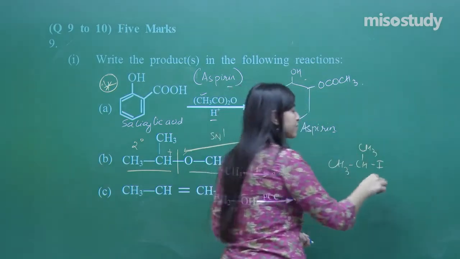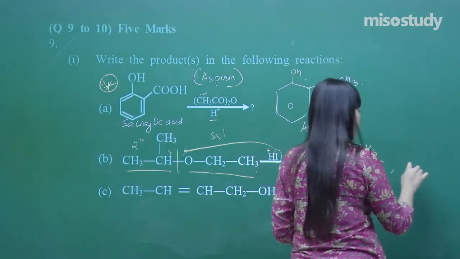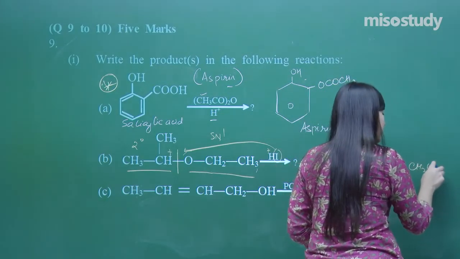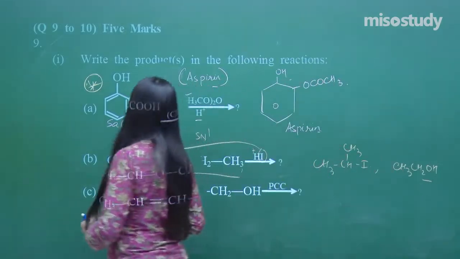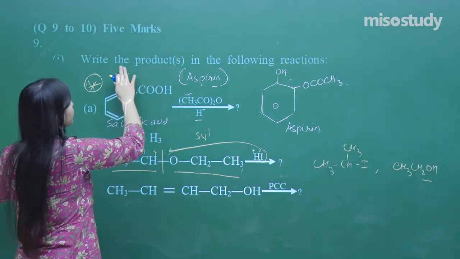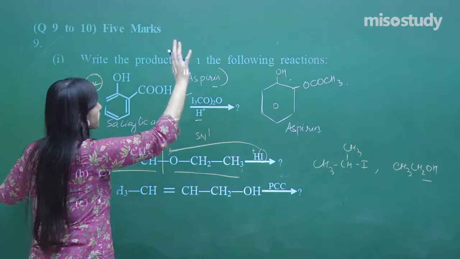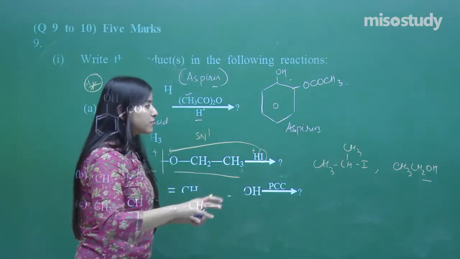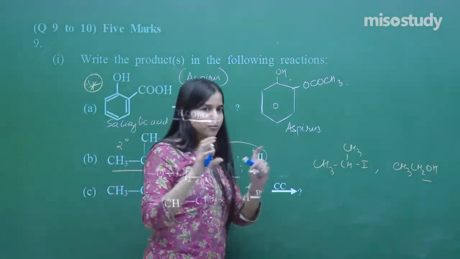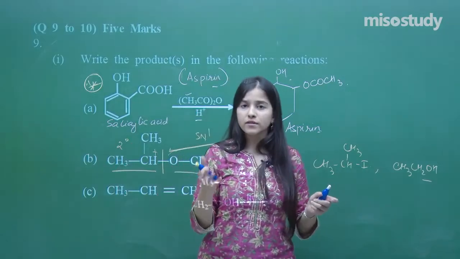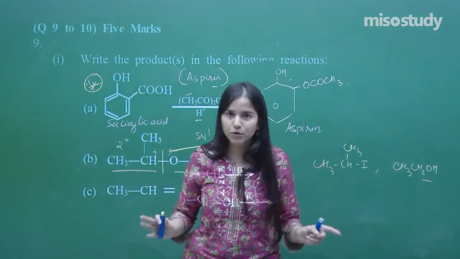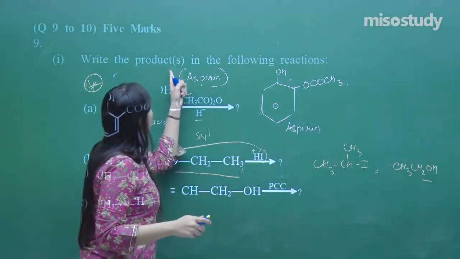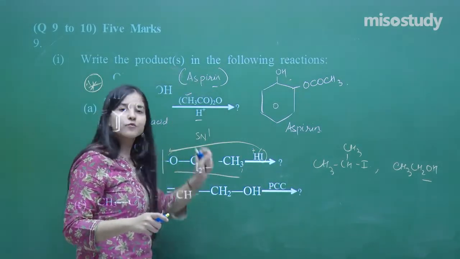Right? It's the secondary one now, in this case. And finally, CH3CH2OH. Got it? Since they are asking to write the products in the following reactions, if more than one product is getting formed, then write them all down. They're not asking only about the major one, but all the products. Product or products, it could be any.